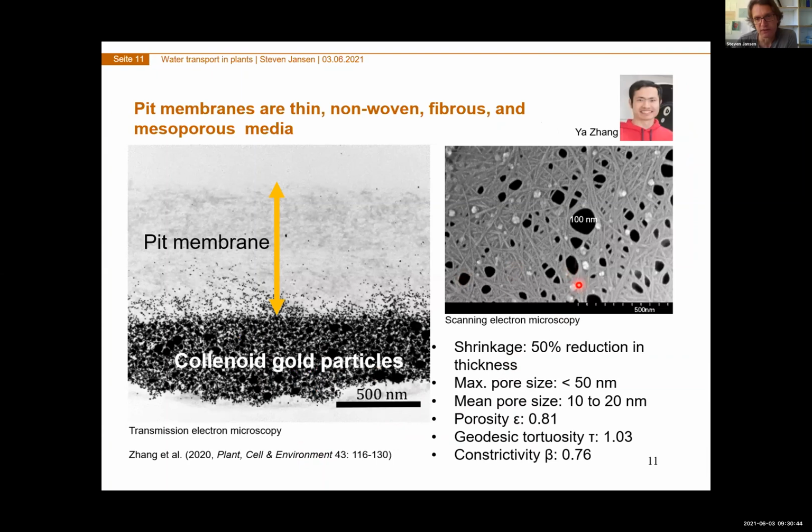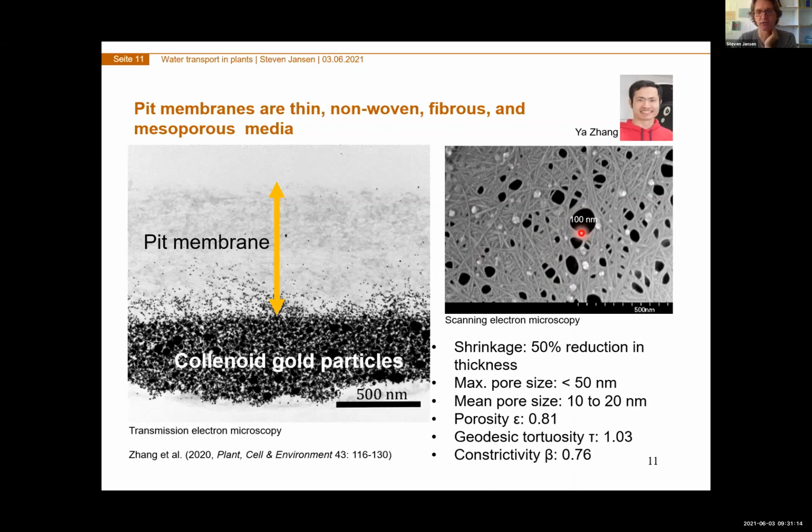Let's look a bit more at these pit membranes. Here you have a better view with this electron microscopic image of these cellulose fibers that can be grouped together. Because this pit membrane has dried up, it's also reduced in thickness. It's shrunken, and the shrinkage is by 50% in thickness. We also have larger pores being formed, like this one being about 100 nanometers.